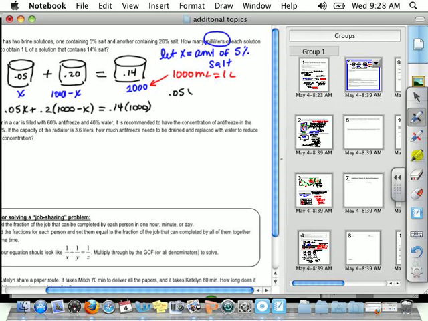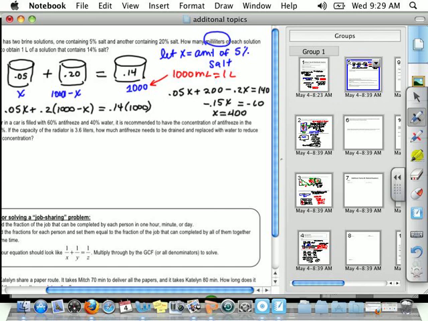So I get 0.05x plus 200 minus 0.2x equals 140. Okay, so keep solving. If I subtract my 200 to the other side, I get negative 60. I do 0.05 minus 0.2, I get negative 0.15. So I'm going to do 60 divided by negative 0.15. So I get x equals 400.